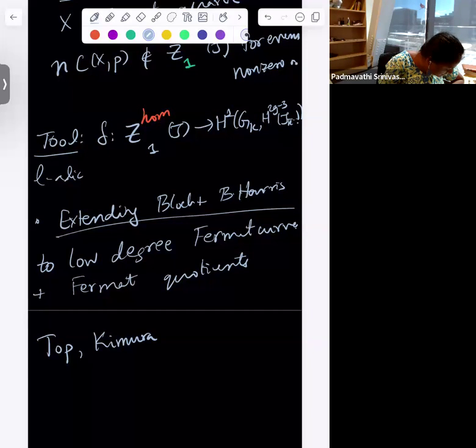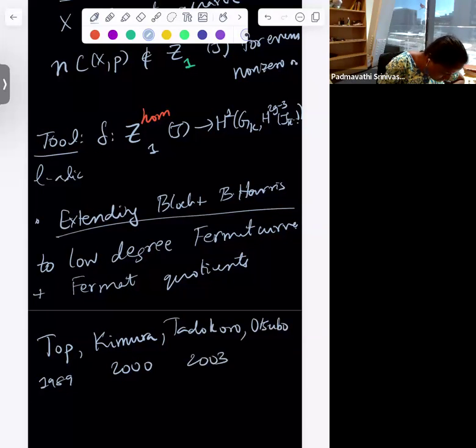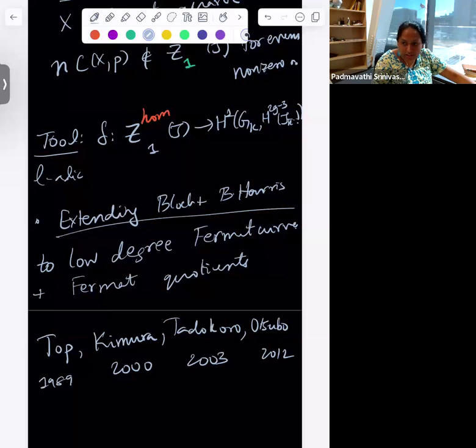Yaptop studied genus 3 curves that embed in a triple product of an elliptic curve. That was his thesis, I think, in 1989. Kimura, Tadakoro, Otsubo, and a whole bunch of people proved results about low degree Fermat curves and proved non-triviality of the Ceresa cycle, analogous to what we know about the Fermat quartic. Any questions so far?